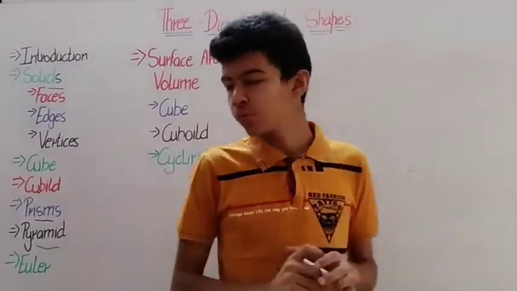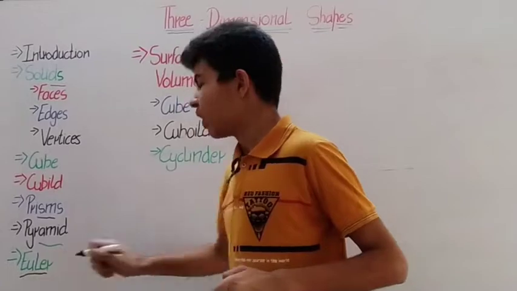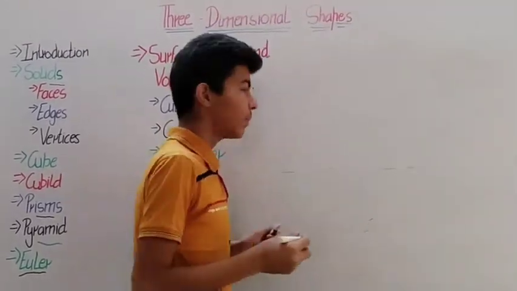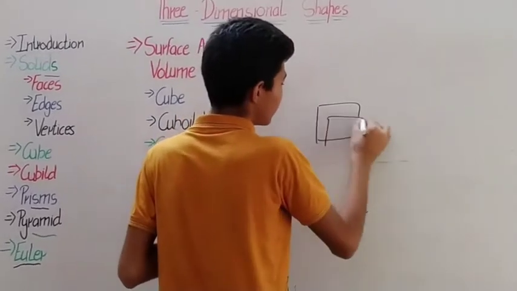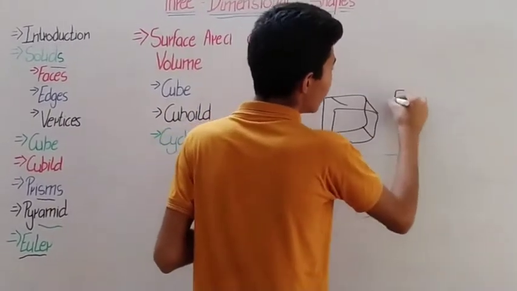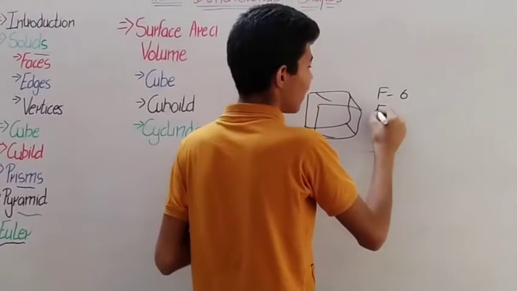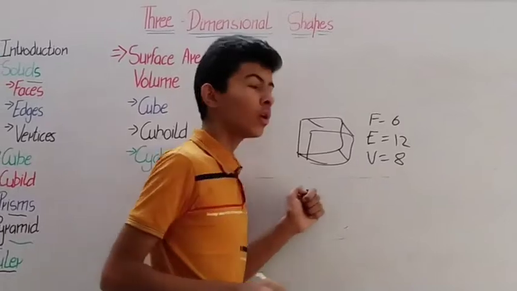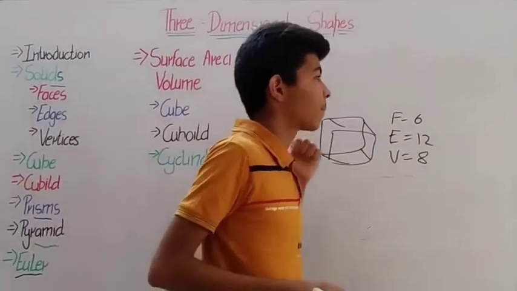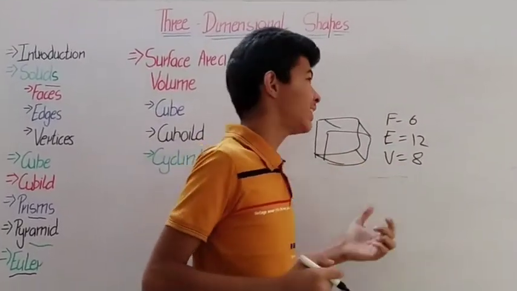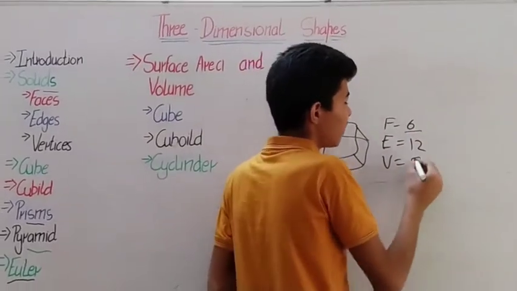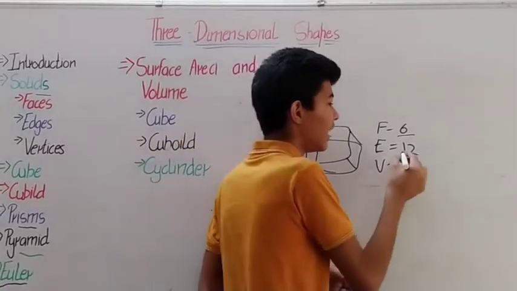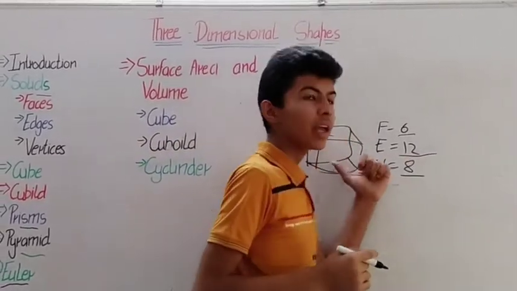So now we are going to move to Euler's formula. What is Euler's formula? Let's see with an example. We know that if we have a cube, the number of faces would be 6, the number of edges would be 12, and the number of vertices would be 8. For the rest of the figures, we can check that the number of faces and the number of vertices is one more than the number of edges.